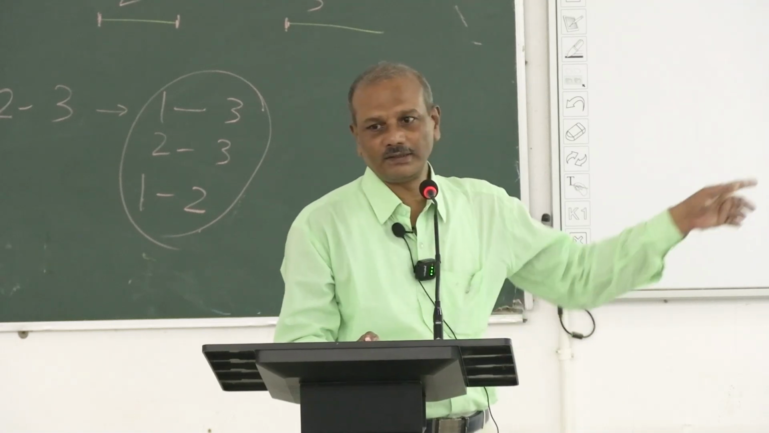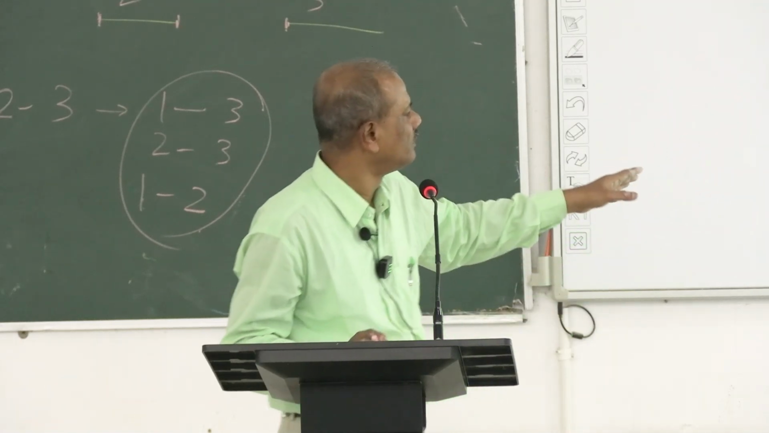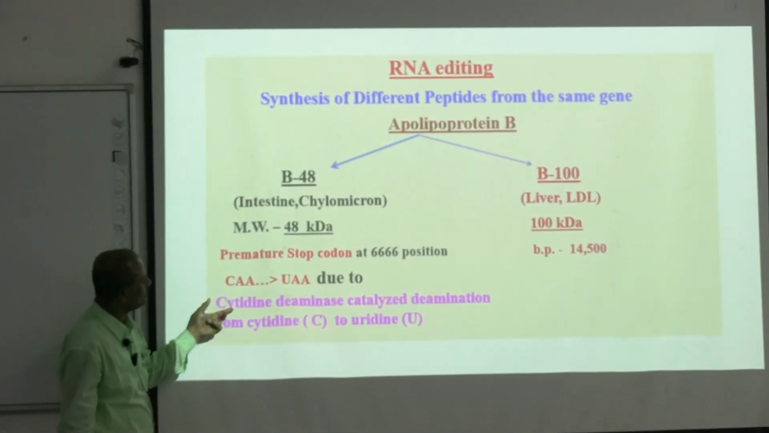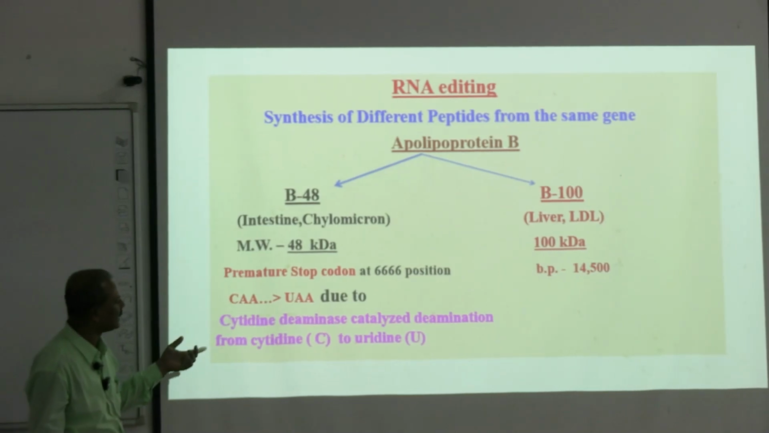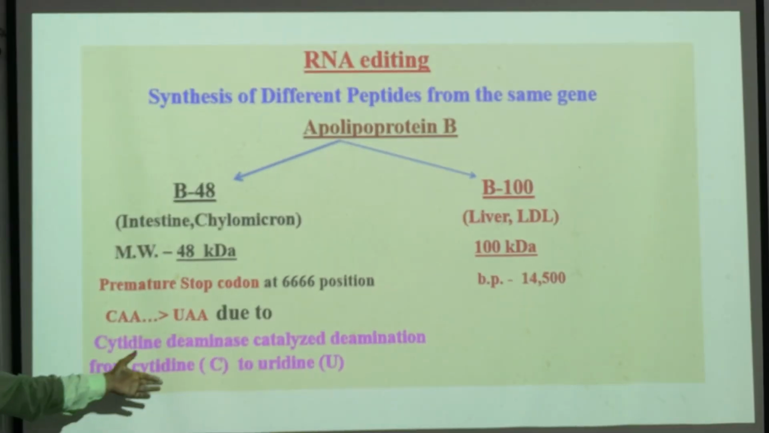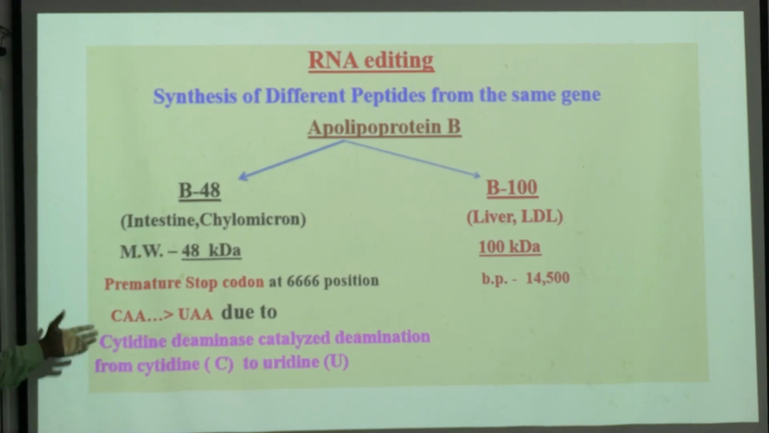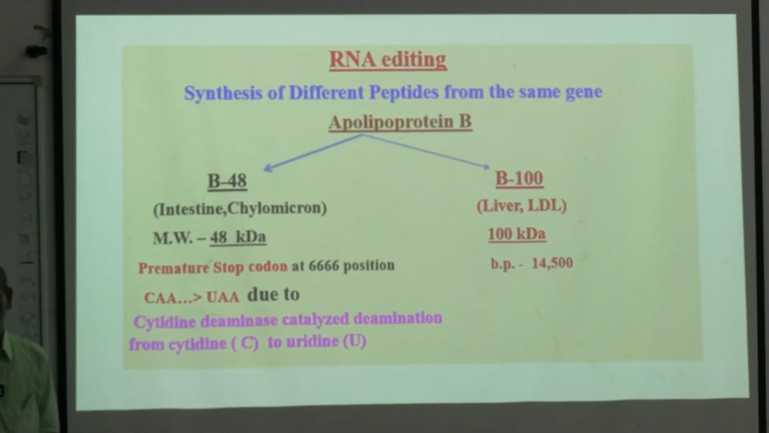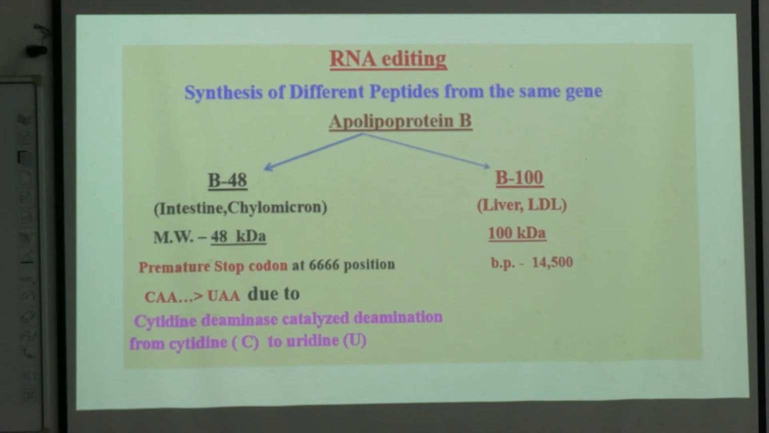So RNA editing, this part I have told you. What happens here? The premature stop codon. This you note down: cytidine deaminase catalyzes deamination to form uridine from cytidine. This I told you. So basically CAA to UAA, UAA is a stop codon. So that is the actual reason why it makes a truncated protein of 48.